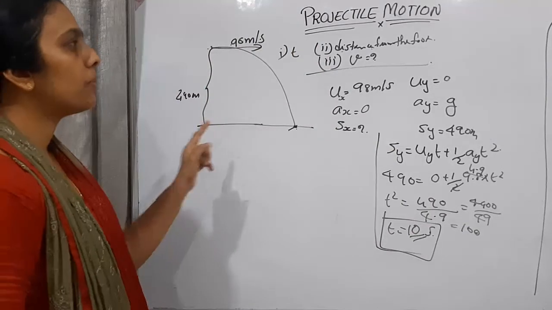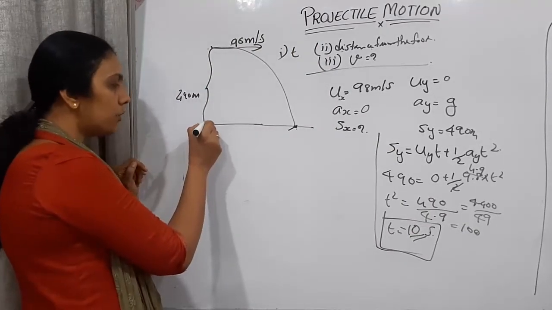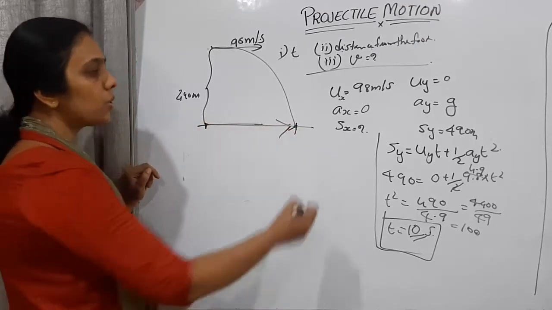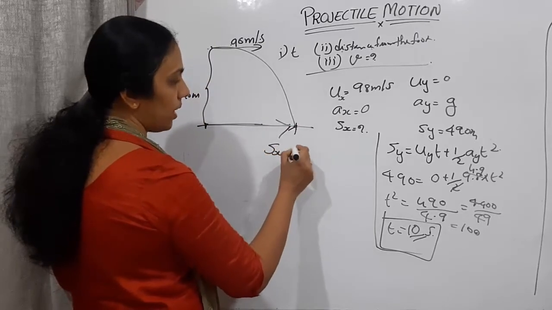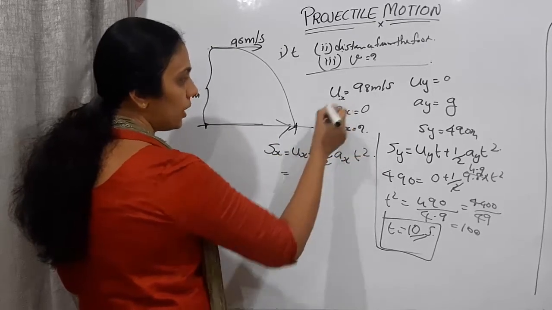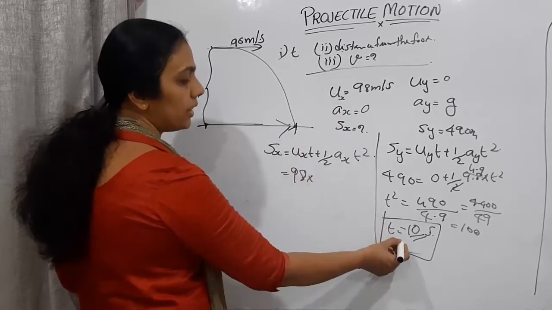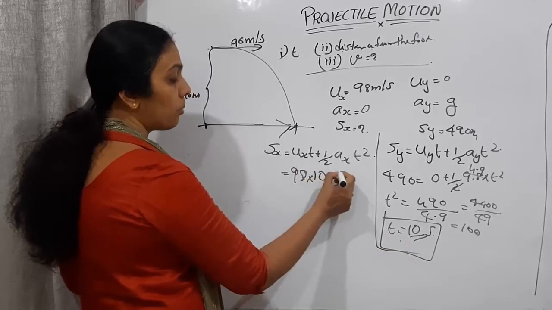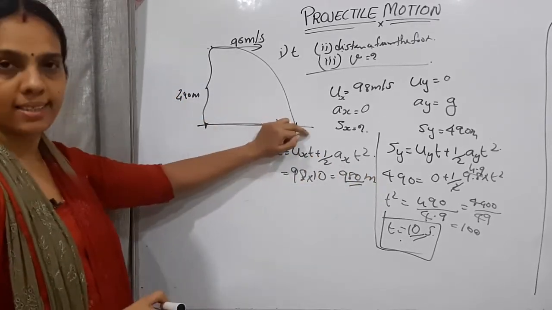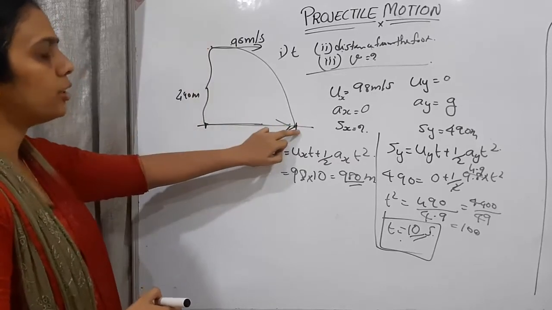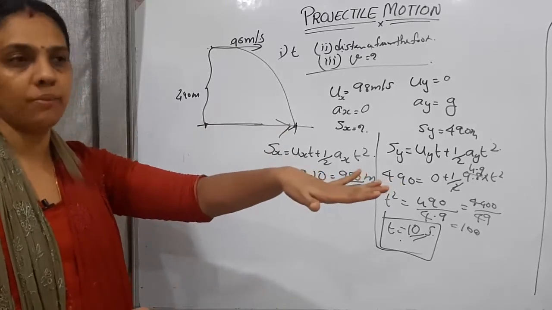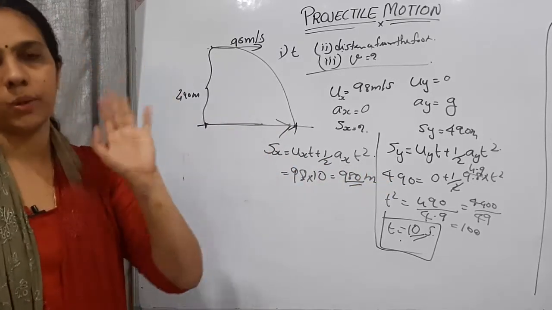Next is the distance from the foot of the hill. From here to here, that means it is along the x-axis. So S equals ux t plus half ax t square. Ux we know is 98, and t we already got as 10 seconds. So during that time, how much will it cover? 980 meters. Clear? This is along the x-axis because it took 10 seconds to reach the ground, so we consider only the horizontal components.